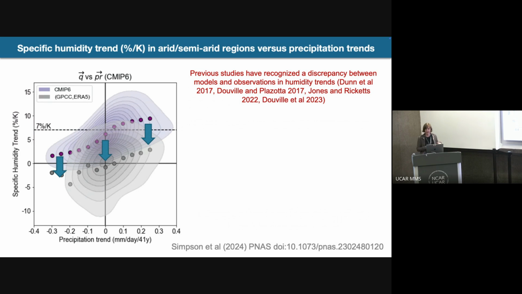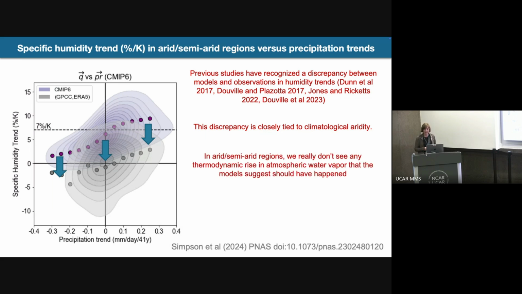Previous studies had recognized discrepancies between models and observations in near-surface humidity trends. I think our contribution in this study has been to emphasize that this discrepancy is very closely tied to climatological aridity. If you focus on the arid and semi-arid regions of the world, the discrepancy is really big. Models show rises in humidity close to Clausius-Clapeyron scaling, apparently without any limitations on water availability, and the observations show no rise at all. So something is wrong, and that could have potentially severe implications. We want to understand what's going on.